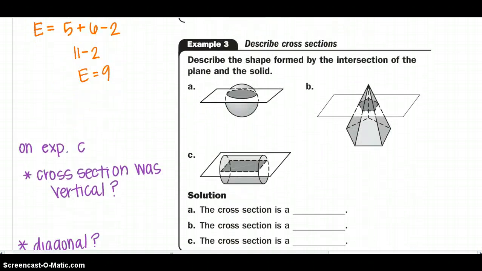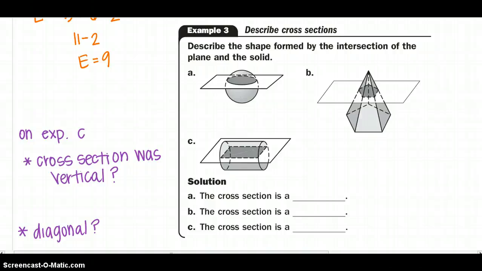Alrighty. And last, we're going to describe our cross sections. As you can see, the plane has been intersected by the solid. So looking at A, what does the cross section, so the shape that is created when I cut that solid, would be a circle. I'm just labeling the shape that the cross section and solid make. Looking at B, right in here, I have that dark shaded. If you notice, that is a pentagon.